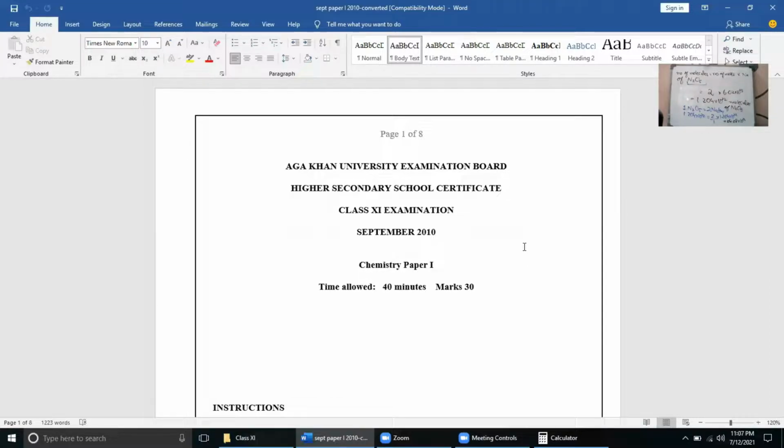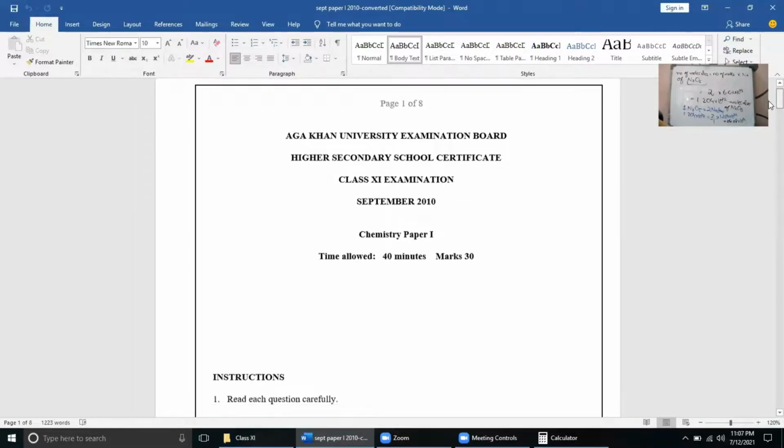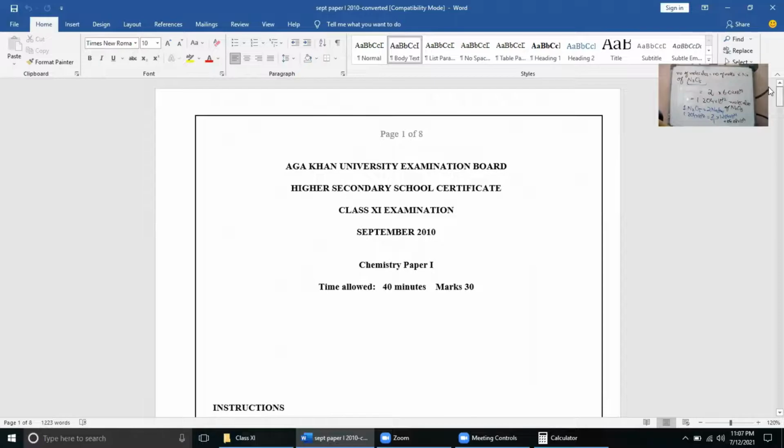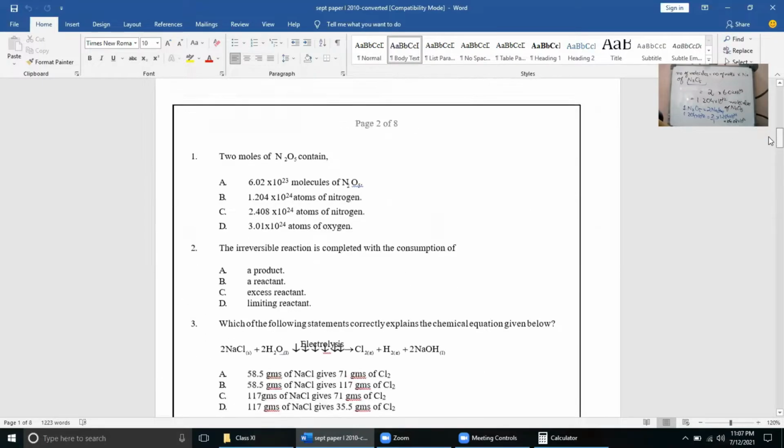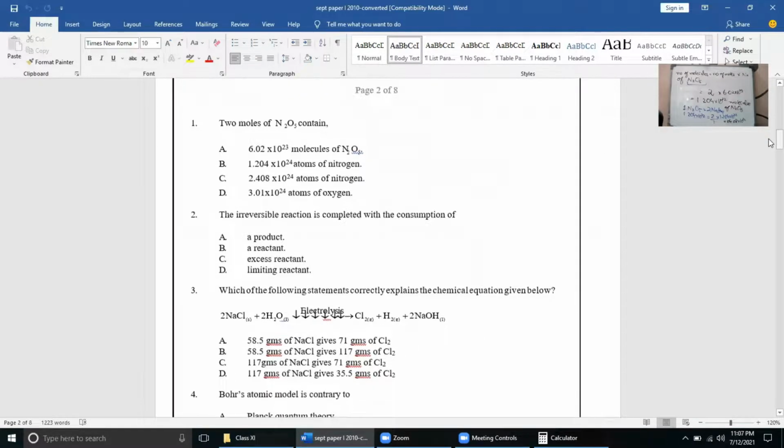So today we are going to solve the AQAD September exam paper, and this paper is for HSC Part 1 Class 11 Chemistry MCQ based paper. So let's start. This paper is from year 2010. The first question of the paper is: 2 moles of N2O5 contains. Now here you need to find out the number of molecules or number of atoms.